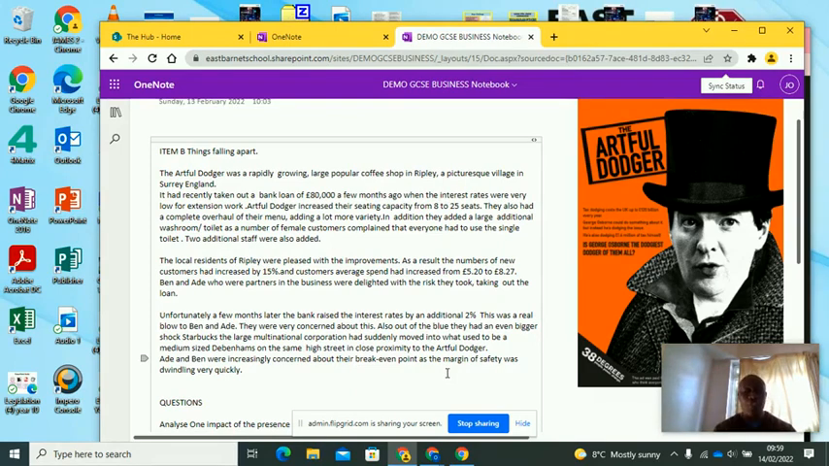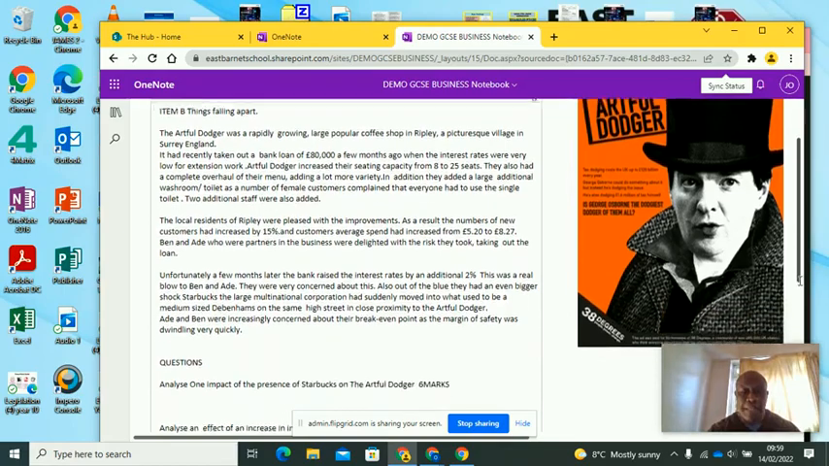So I want you to pause the video and go through it. If you've got the sheet of paper in front of you, which my students would have, I want you to underline the key points here. Underline all the key points. Okay, now the 2 questions we're going to answer, the differences between impact and effect.